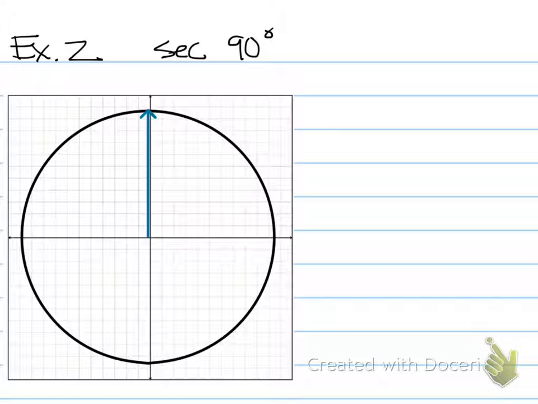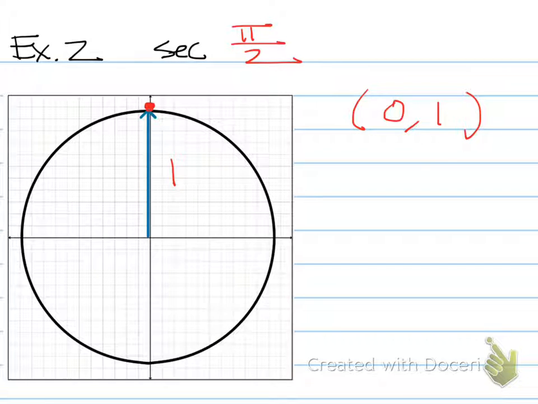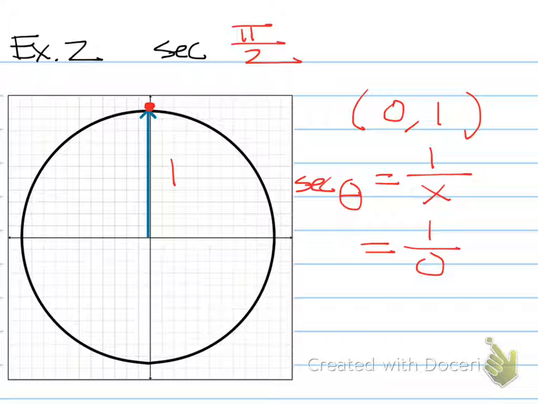All right, secant of 90 degrees, we want to just change 90 degrees to radian. 90 degrees in radian measure would just be pi over 2. So we want to find out what secant is at pi over 2 radian. Secant is the inverse of cosine, and cosine of that angle measure is just going to be the x-coordinate. So secant is the inverse of that, so 1 over the x-coordinate 0 is just going to be undefined.